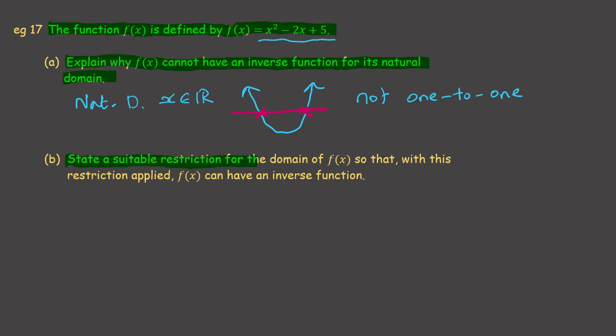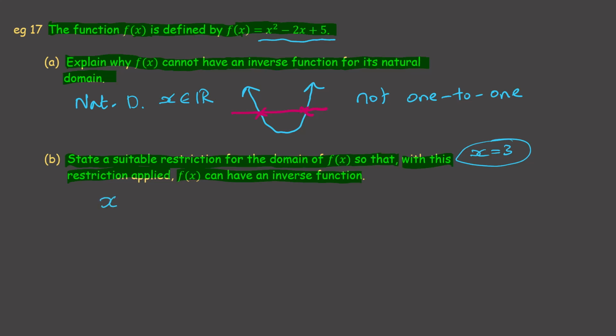State a suitable restriction for the domain of f of x so that, with this restriction applied, f of x can have an inverse function. Well, there are things that you could do that are very trivial, like just saying x equals 3. That's one-to-one. But normally when we do this, we want the largest possible domain that works.